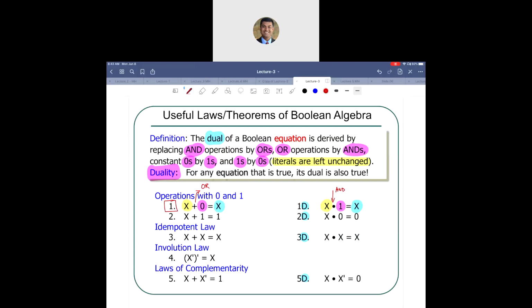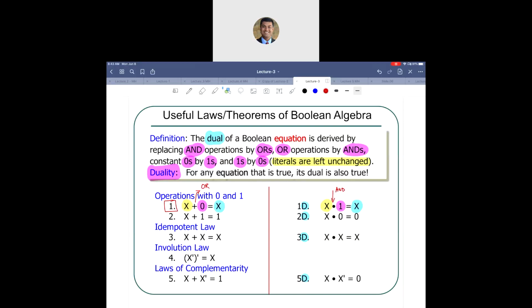So using that duality, we are essentially able to write 1D, 2D, 3D, 5D. There is no 4D because the 4th one is double negation, and there are no operators, ORs or ANDs, to flip, and no zeros or ones. So there is just the involution law.